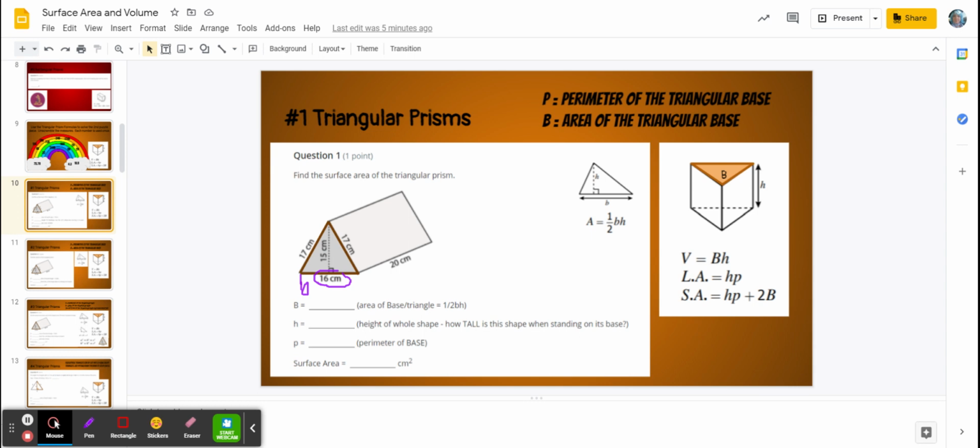How do I find the height of this one? So the height of the shape is 20. The height of the shape is 20, because it's how tall it is sitting on its base. So the base is the triangle. So if it's sitting on that, 20 is the height of the shape.